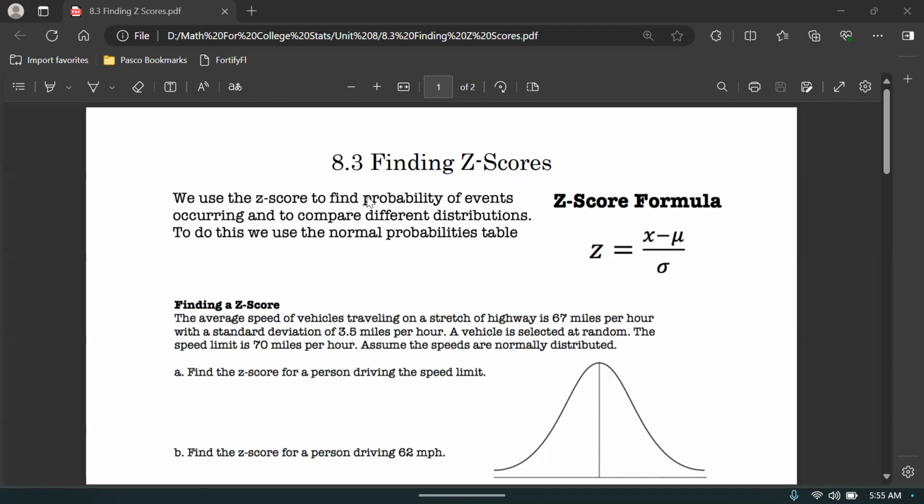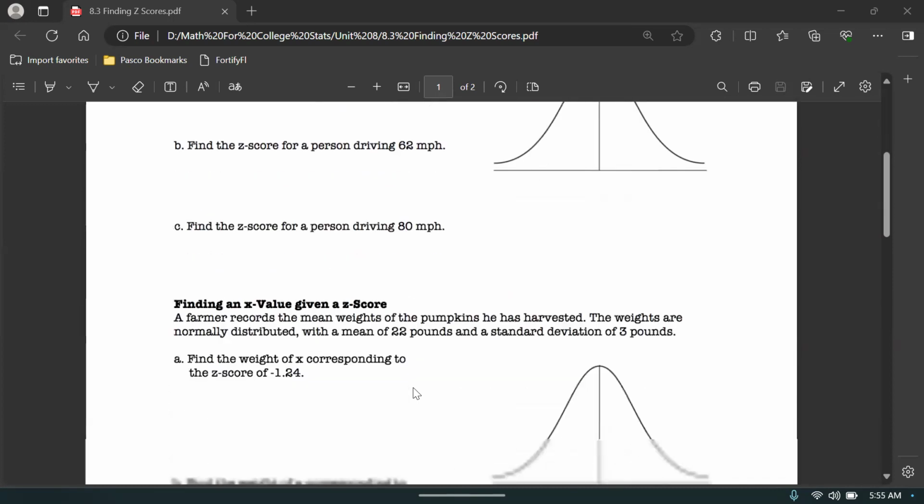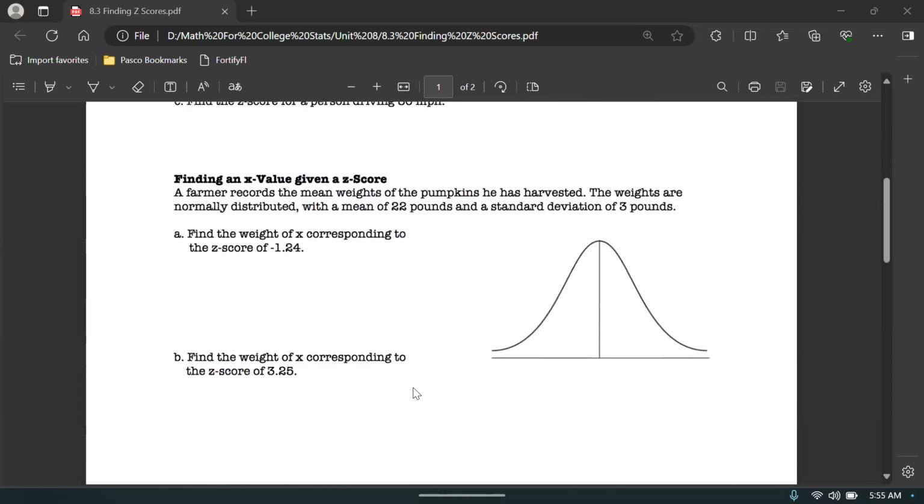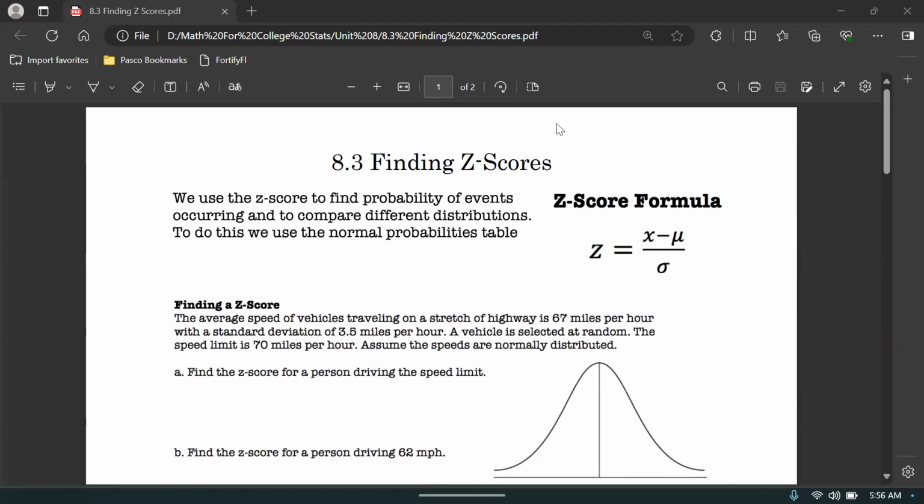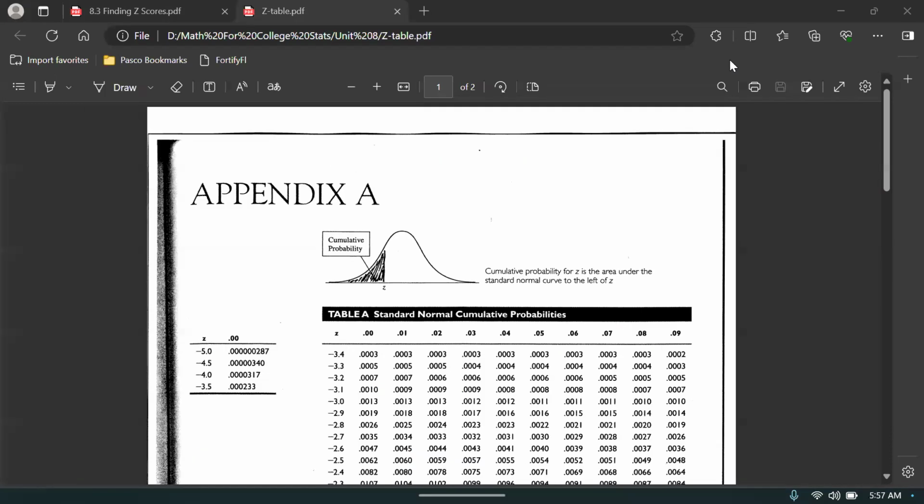So we use the z-score to find the probability of events occurring and to compare different distributions. To do this, we use the normal probabilities table. I should probably pull that up for a second. I'm gonna pause this for a second. I'm gonna pull the probabilities table real quick. All right, so this is the z-score table.